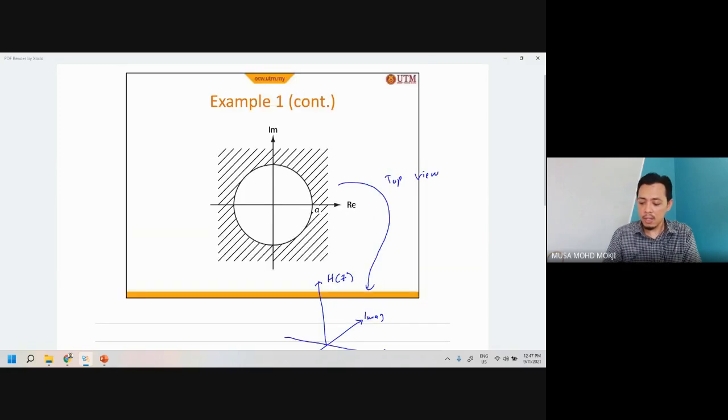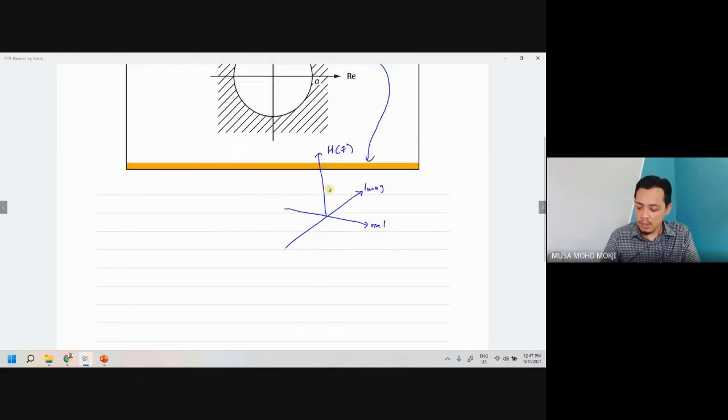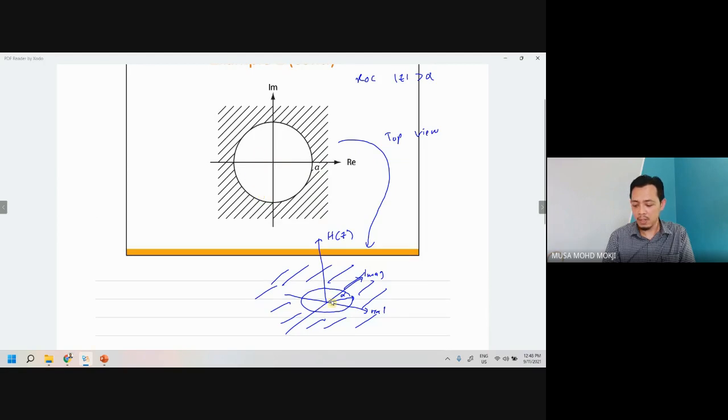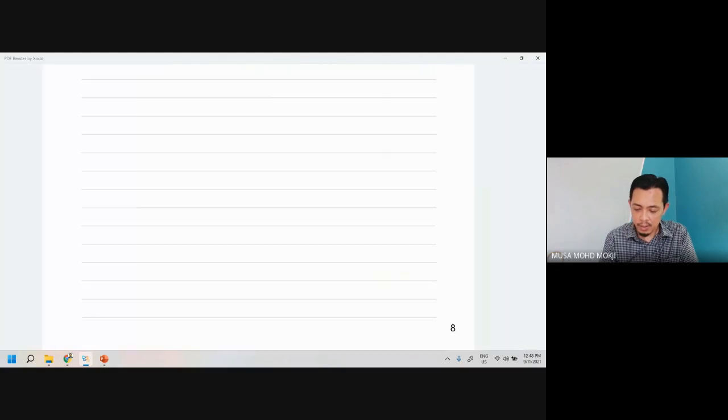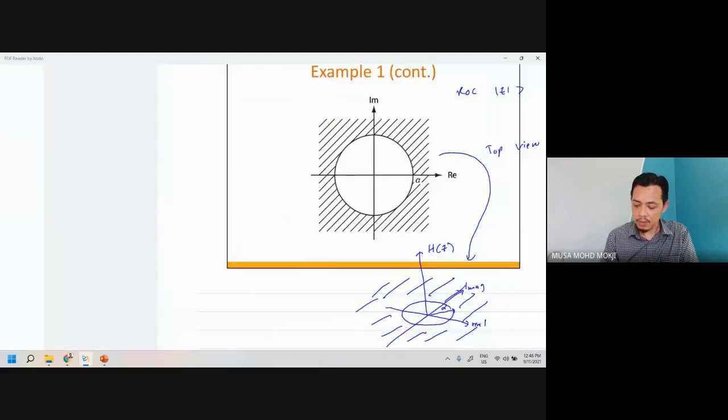Because the ROC previously from this example is actually |z| greater than alpha. So actually we have alpha here. Alpha. So you can draw a circle. That is the alpha. Whatever the value in that region, it actually converges, which is not equal to infinity. And if you compute the values within this other region, the value will be infinity. Not greater than alpha, I think that one is okay. Greater than alpha. Okay.